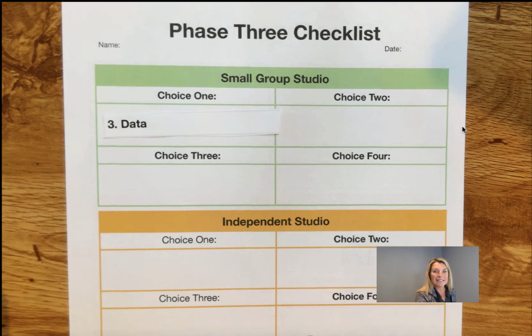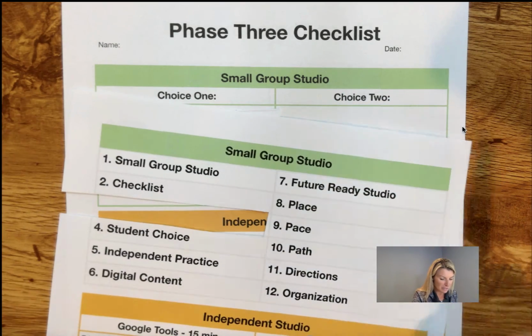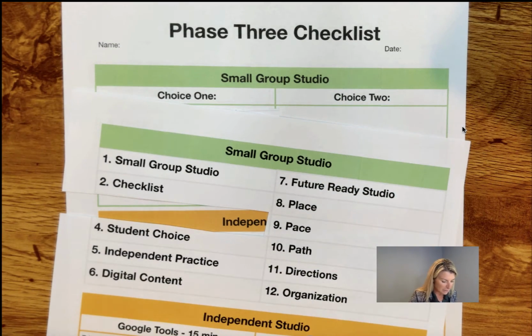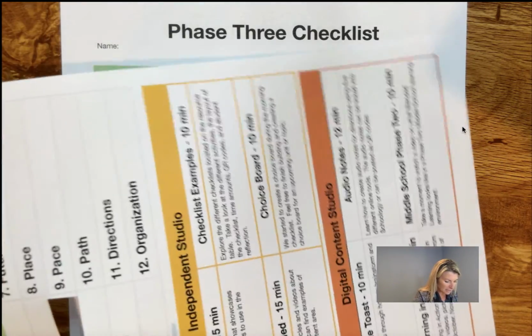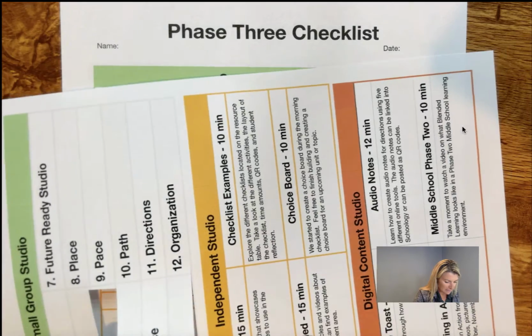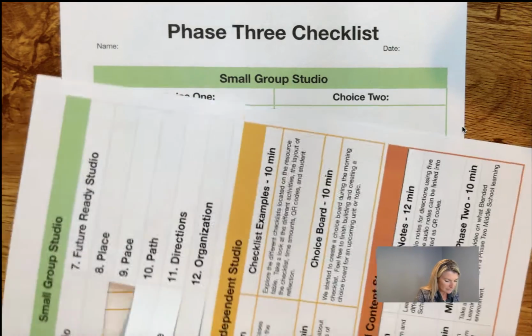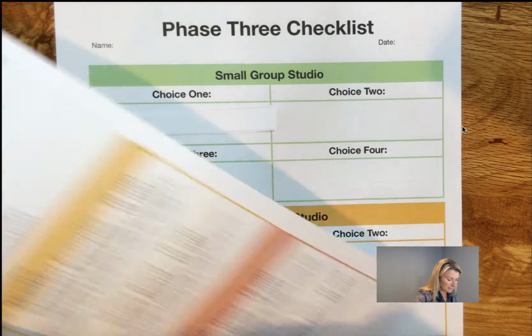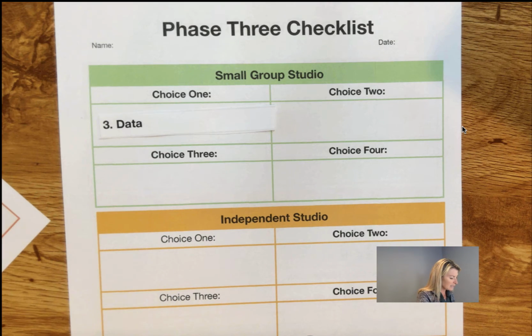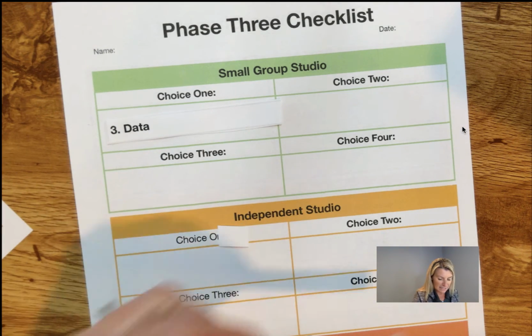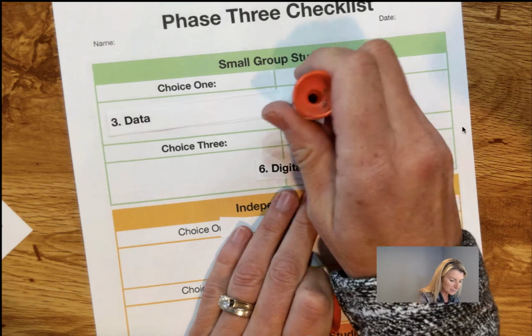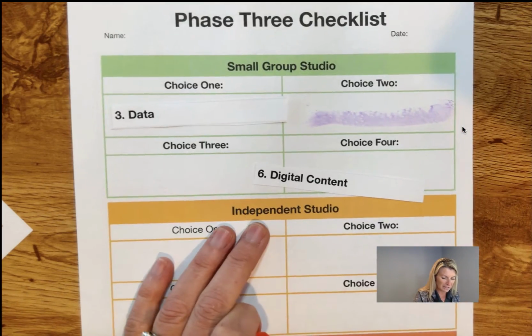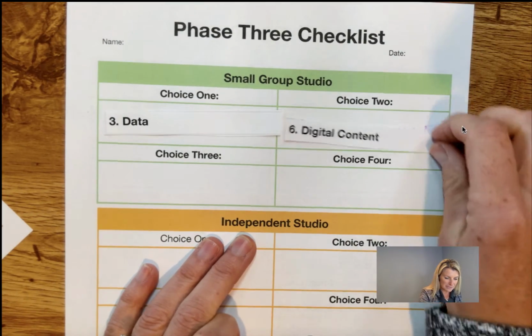I'm going to look at my data again, and I'm going to determine another one. Let's say I want to do digital content. Maybe I would like to work more on digital content. So I'm going to cut it out. And remember, I'm leaving my number. Yes, you could easily just go in and write it in here, but I'm telling you, there's something fun about cutting and gluing that we don't get to do on a daily basis.